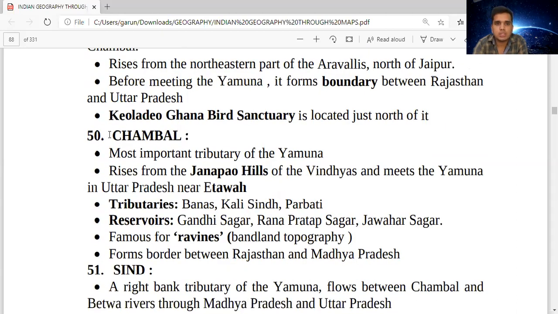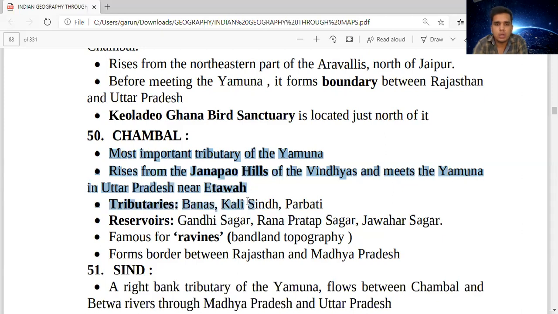Okay. Next is Chambal. As I told you, the water of Chambal is very clear. It is the most important tributary of Yamuna. It rises from the Janapao hills of the Vindhyas, and meets the Yamuna in Uttar Pradesh near Etawah.